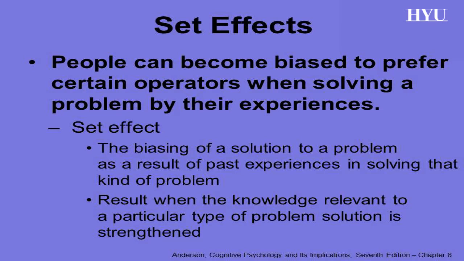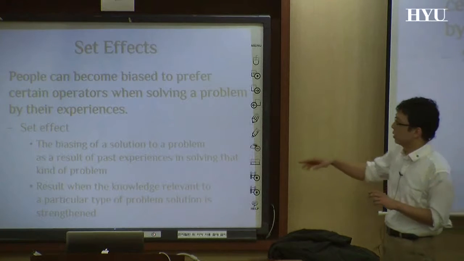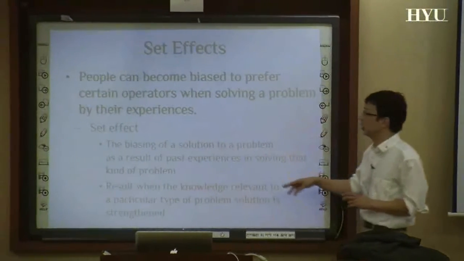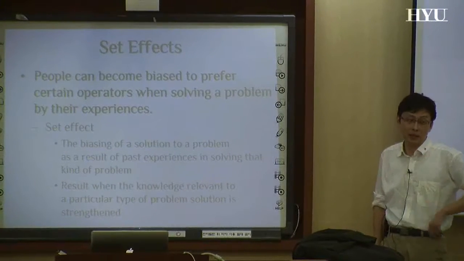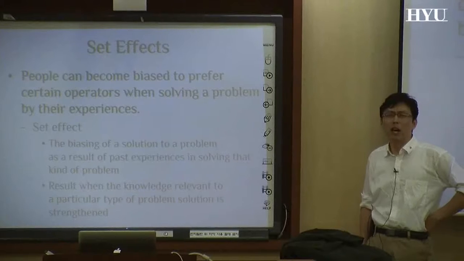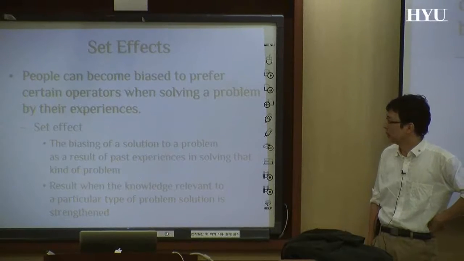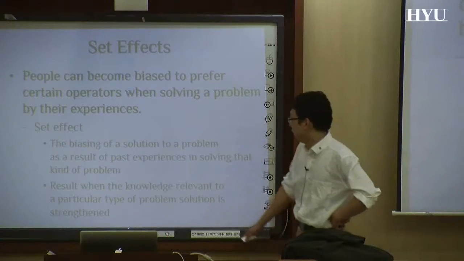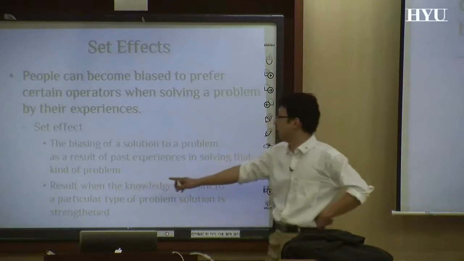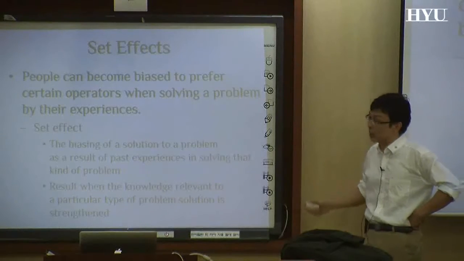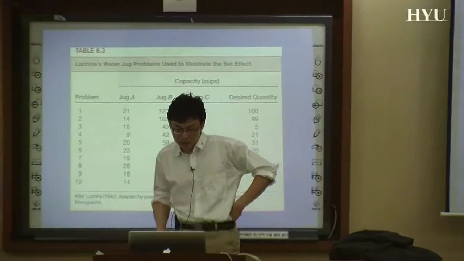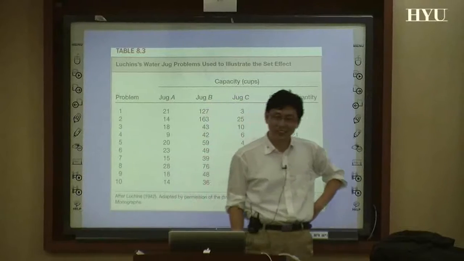Yeah? People can become biased to prefer certain operators when solving a problem by their experience. Okay, so we are biased to a solution with the previous exercise. We have heaps of set effect. That's why we sometimes cannot find the right answer. Yeah. It results when the knowledge relevant to a particular type of problem solution is strengthened. Likewise, this one. Okay.